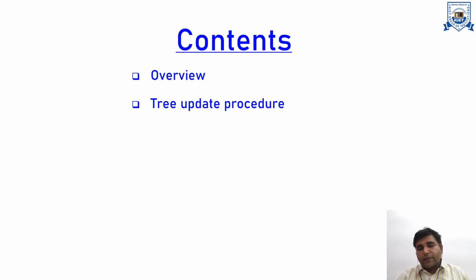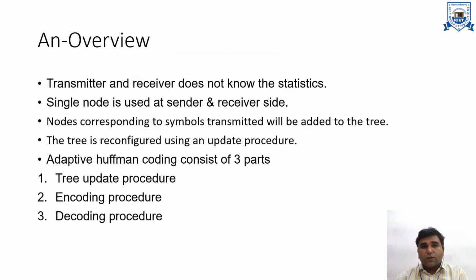So the content of today's video is an overview. We will first discuss adaptive Huffman coding and then the update procedure. In the overview of adaptive Huffman coding, the first point is that the transmitter and the receiver do not know the statistics, meaning they do not know the information of the message. The second point is that a single node is used at the sender and receiver sides. The third is that nodes corresponding to the symbols transmitted will be added to the tree, and the tree is configured using an update procedure.